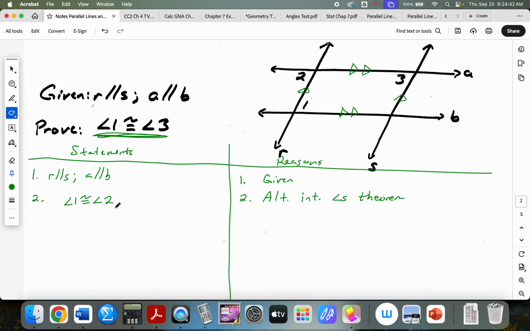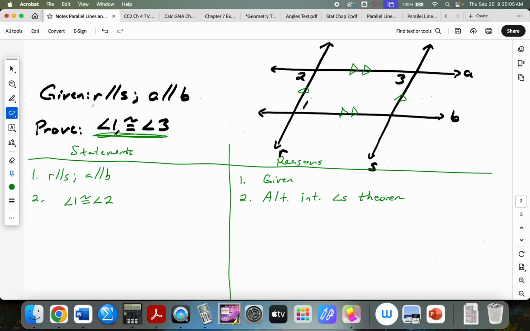Now, how is this different than what I want? Yeah. You don't have 1 is congruent to 3 yet. Right, I know that. How is this different than this? What's different? Or maybe I can ask, what's the same?